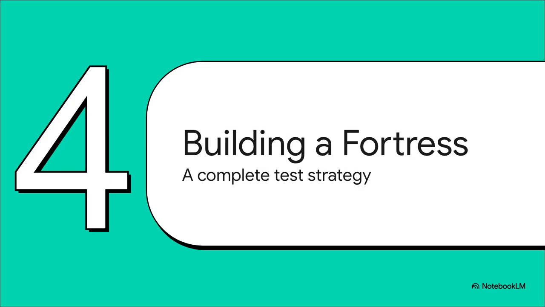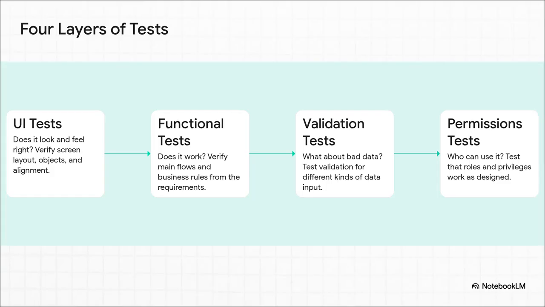But here's the thing. A single test case, that's just one brick in the wall. To really, truly protect an app, you need to build a whole fortress. A single feature isn't safe with just one test. No way. It needs to be surrounded by a whole strategy of tests, creating this fortress of quality around it. And you can think of that fortress as having 4 layers. First up, you have the user interface tests. Simple stuff, right? Does it look and feel right? Are the buttons all lined up?